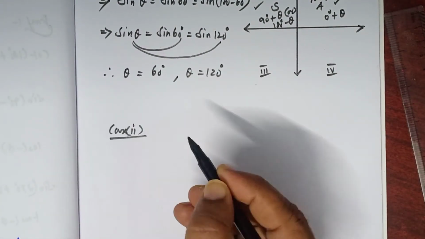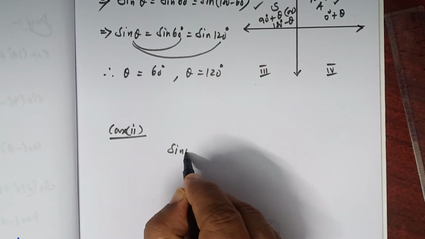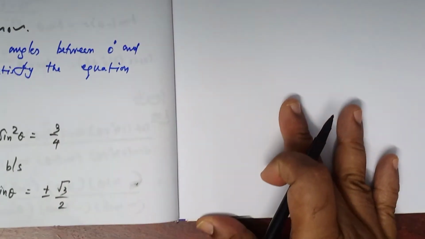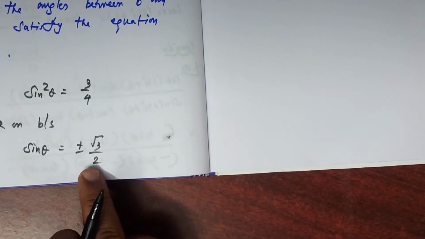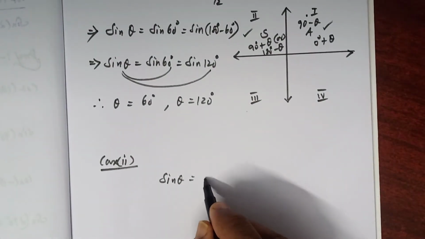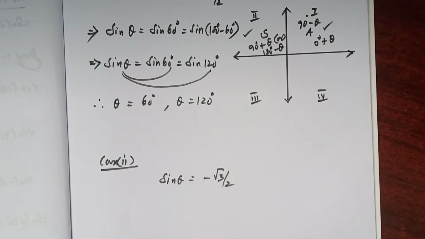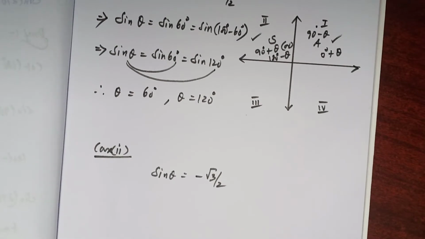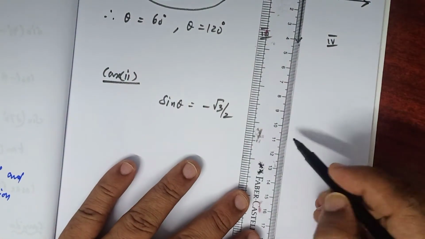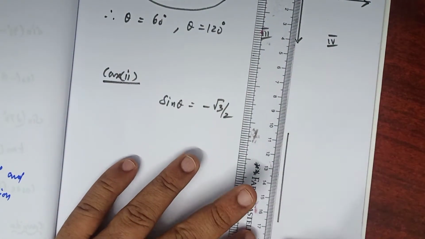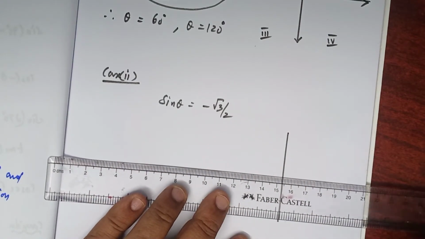Now case 2. In case 2 we have sin theta equal to minus root 3 by 2. I consider the negative value, minus root 3 by 2. Now draw the four quadrants.